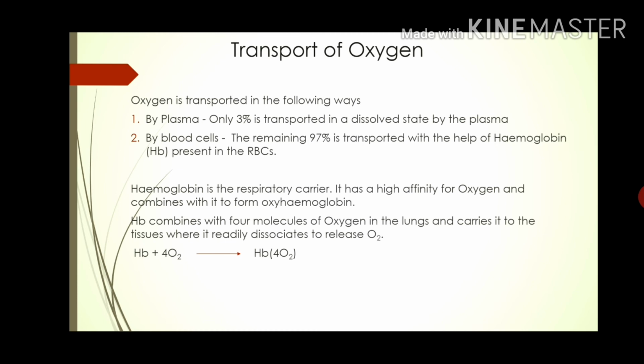But the ability of hemoglobin to combine with oxygen depends on the partial pressure of oxygen. At the alveolar level, that is in the lungs, the partial pressure of oxygen is more, and that is why the oxygen can easily combine with hemoglobin. While at the tissue level, the partial pressure of oxygen is very less, due to which the oxyhemoglobin will break down into hemoglobin and oxygen and give oxygen to the tissues.